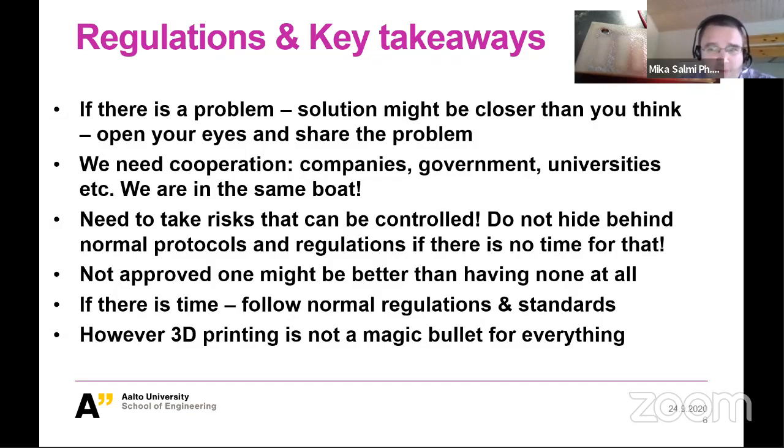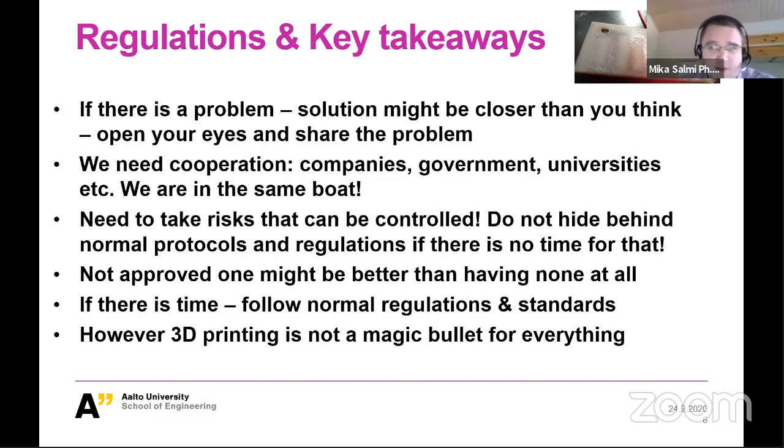So basically there is a need for cooperation: companies, government, universities, and so on, because we are in the same boat. Together we can really speed up the regulations and keep product safety, without waiting so long. And if there is some kind of problem, the solution might be much closer than you think. If you share the problem and open your eyes, there is a different solution. And 3D printing is not the only solution for everything.